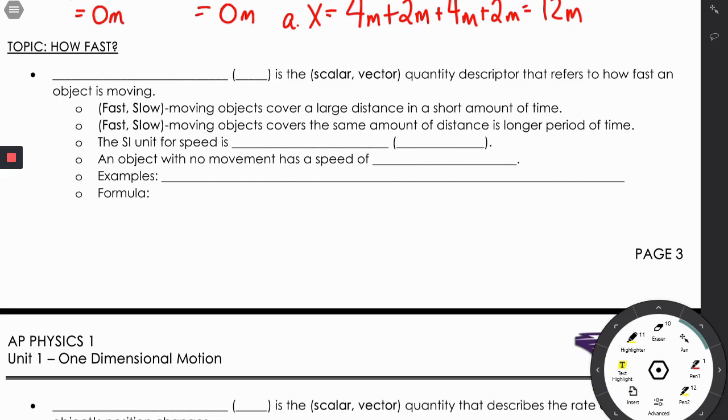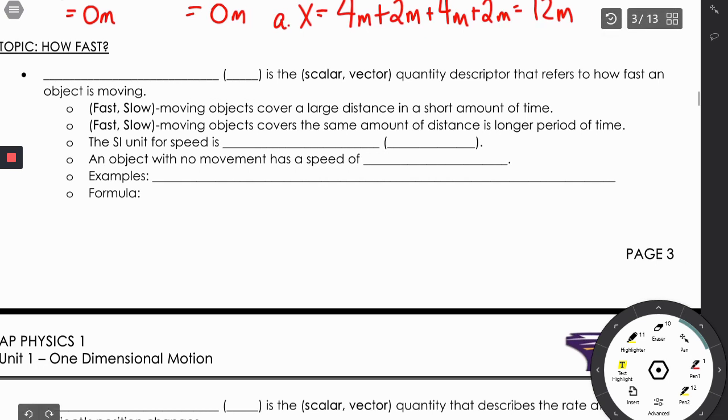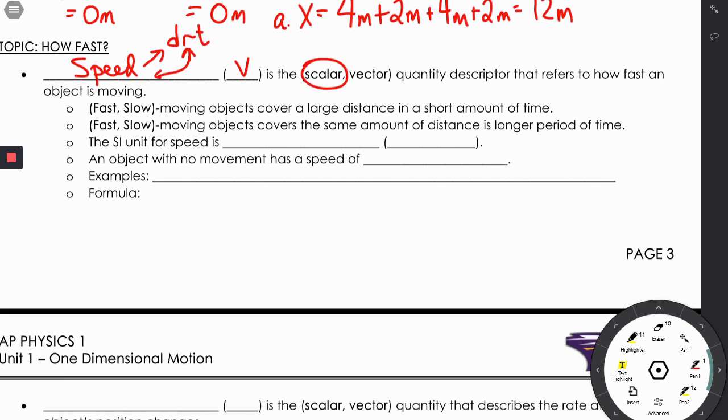Again, like how far, it actually has two answers. There's a scalar answer and a vector answer. So when we talk about how fast, we're talking about an object's speed. It's kind of weird that it's going to have a symbol of v, not s. Speed is the same thing as the rate you used in math class when you did those DRT problems: distance equals rate times time. So it is a scalar quantity, and it just refers to how fast an object is moving.